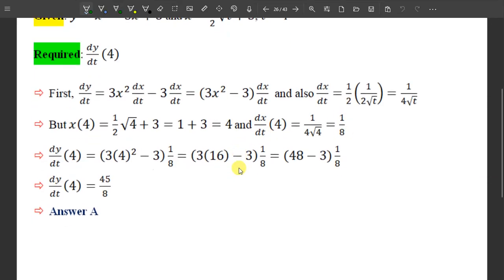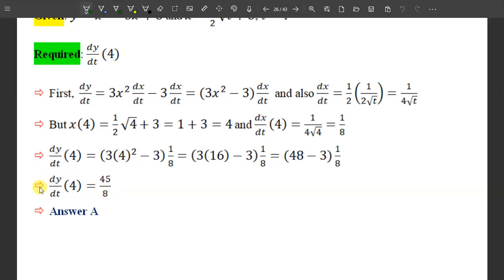And then dy/dt becomes: replace x by 4, because we already obtained the value of x when t is equal to 4. Then 3 times 4 squared minus 3, and again dx/dt is equal to 1 over 8, multiplied by 1 over 8. 4 squared is 16, 16 times 3 is 48, 48 minus 3 becomes 45, and multiplying 45 by 1 over 8, it becomes 45 over 8.